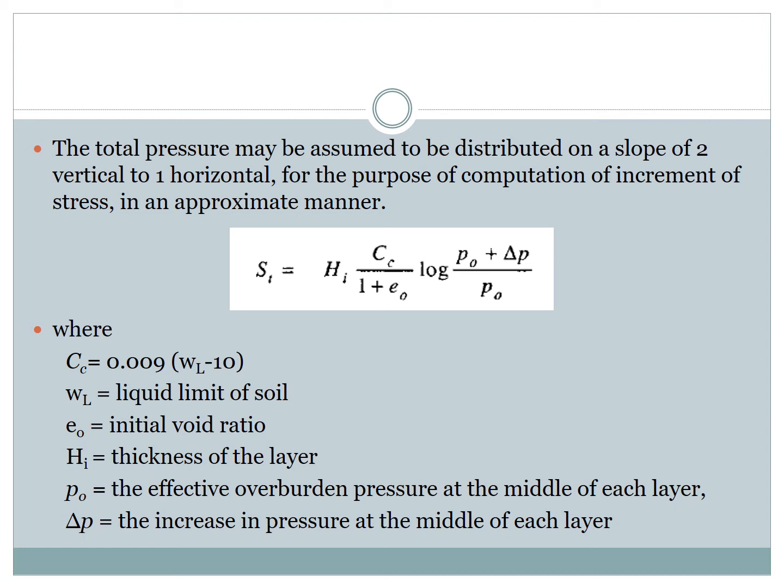In an approximate manner, here is the equation: S = Σ [Cc·H/(1+e0)] log((p0+Δp)/p0), where Cc is calculated by this equation, WL is the liquid limit of soil, e0 is the initial void ratio, H is the thickness of the different layer, p0 is the effective overburden pressure at the middle of each layer, and Δp is the increase in pressure at the middle of each layer. This equation is applicable for clay soil, finding the total settlement for friction pile and for end bearing pile.